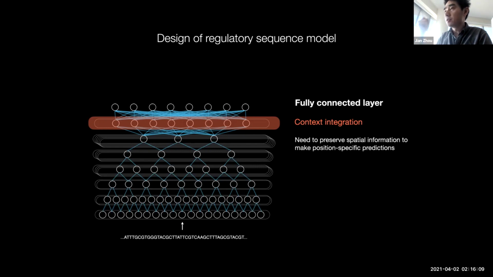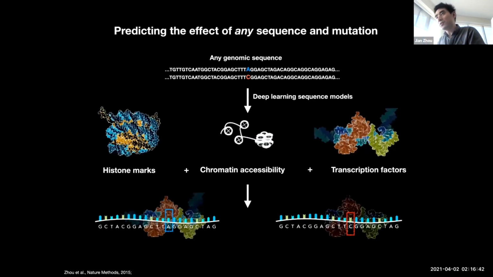But just one thing to remember is that if you want to make position-specific predictions, for example, in our case, you want to predict the effect right at the center of this sequence, then you want to preserve the spatial information. So you don't want to use layers like global max pooling, which will erase your spatial resolution. So if you want to make predictions that are position specific, then you want to use mechanisms that can preserve the spatial information.